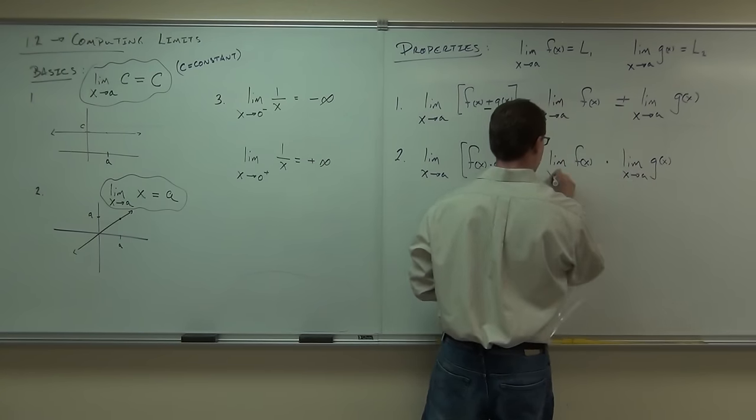You're always trying to break it into limits you understand. What's the limit of sine x over x? 1. This is going to give you 1. What's the limit of sine x as x approaches 0? 0, because when you plug in 0, you get 0. So this is ultimately going to be 1 times 0, or 0. If I were to break them up, the limit of this would be 1, the limit of this would be 0, and 1 times 0 is 0.